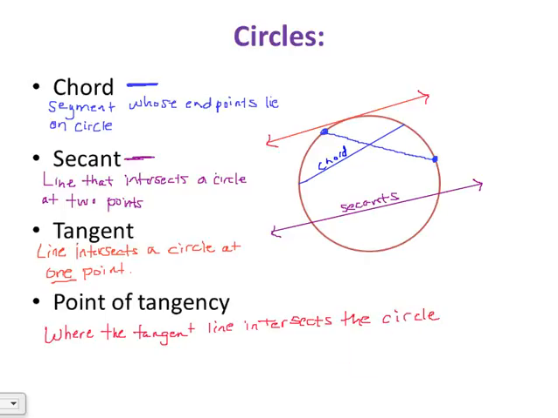So I'm going to go ahead and highlight that, and we'll highlight that in yellow. Point of tangency. Since there's our tangent line right here, and it intersects our circle right there, that would be the point of tangency. The only segment we have here is a chord. A chord is the only segment that we have out of all these vocab words. The rest are all lines. A secant line is going to intersect the circle in 2 places, whereas a tangent only intersects in 1 point.